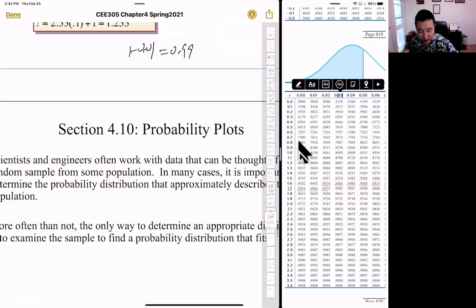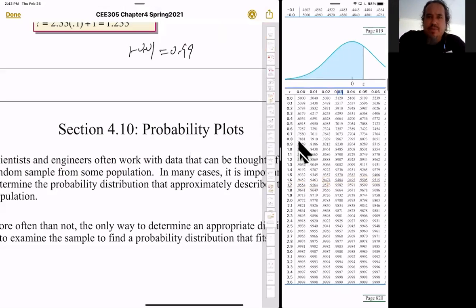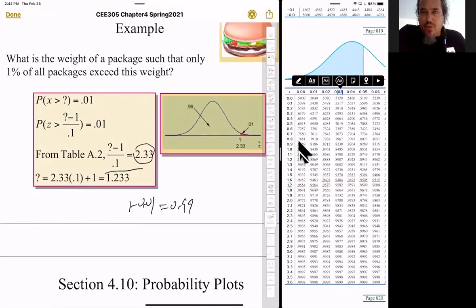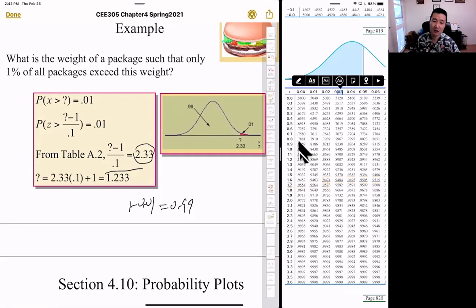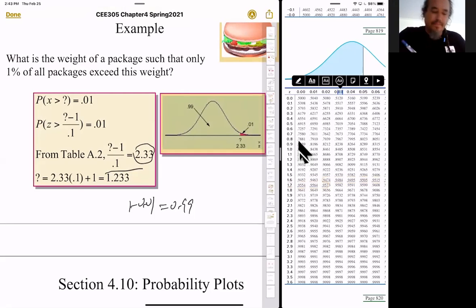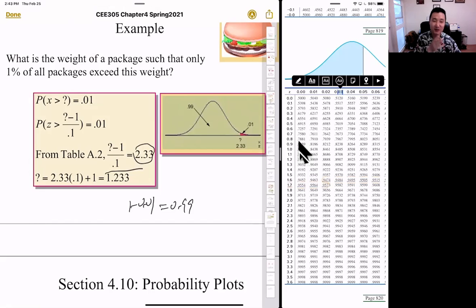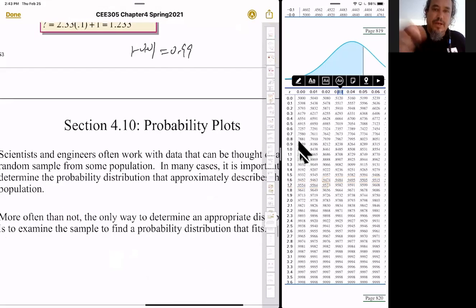Excuse me, Professor, before you leave that last example, just to clarify, the question mark value is 0.99, right? The question mark is the weight of the beef, X. Okay, I was just wondering. 0.99 is P. Oh, P equals 0.99. Okay. Thank you.